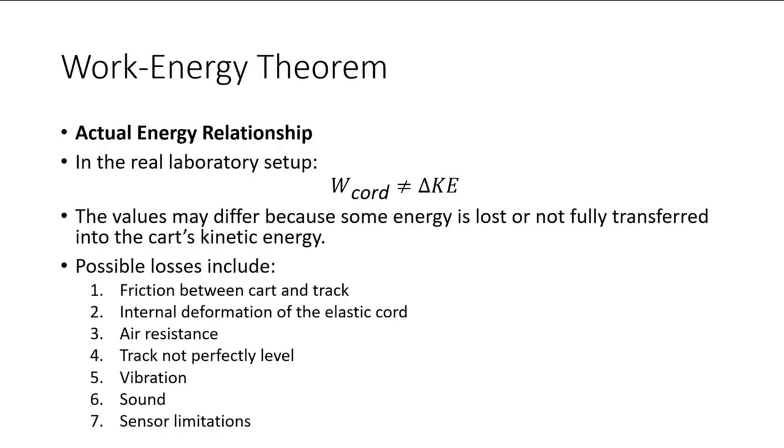Possible losses include friction between the cart and the track. There is some internal deformation of the elastic cord. There is air resistance. There is imperfect track leveling. There are vibration, sound, and sensor limitations. Now, this does not violate conservation of energy. It only means that not all of your energy is being transferred. It appears as measured kinetic energy of the cart, and also accounts for some losses. So you can calculate using this formula: work done by the cord is equal to the change in the kinetic energy minus your losses.